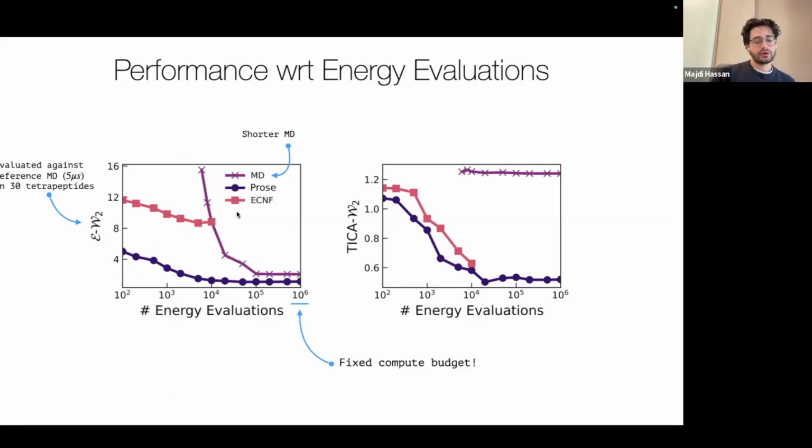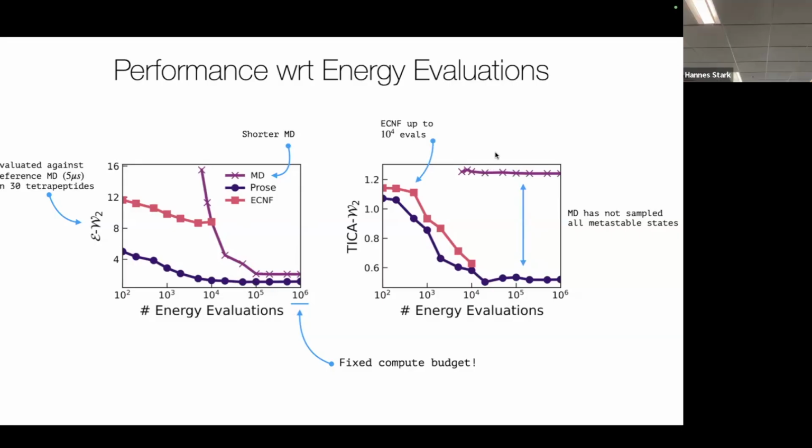Which we use as our ground truth. And then we can also see that despite the MD towards the end being very closely matched in energy W2 at higher compute, like energy evaluations, there's still quite a big gap in the TICA metric. So essentially suggesting that MD has not sampled from all the metastable states. So if you think back to the GIF we showed earlier, here we see that MD is able to get the energy well towards the end, but it's still not able to cover all the metastable states.